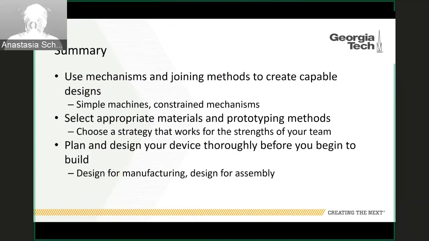So in summary, what you're going to do in this class is use mechanisms and joining methods to make capable designs. Always remember your simple machines. You're going to use some adaptation of those in most parts of your robot. And then also, how can you constrain your mechanisms to do what you want with the joining methods? You want to select appropriate materials and prototyping methods. Make sure you choose the strategy that works for the strengths of your team. You want to plan and design your device thoroughly before you even start to build. So for design for manufacturing and design for assembly, a key component of those is CAD, as I've mentioned.